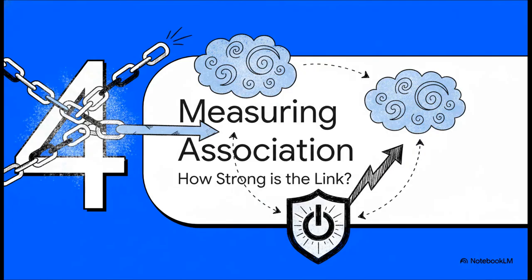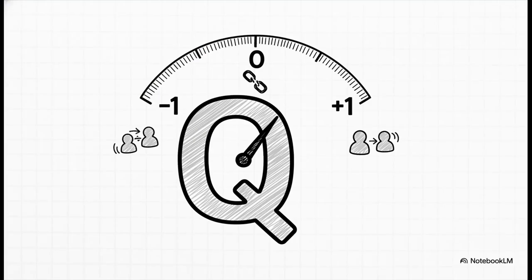But what if there is a connection? Is it a tiny, weak little thread, or is it a huge, powerful bond? To find out, we need our master tool, our secret weapon. We need a way to put a single, powerful number on the strength of that relationship. And here it is, Yule's coefficient of association, or as we'll call it, Q. The best way to think of it is as a relationship score. It's like a meter that tells us exactly how strongly two things are linked, all the way from a perfect negative connection to a perfect positive one.